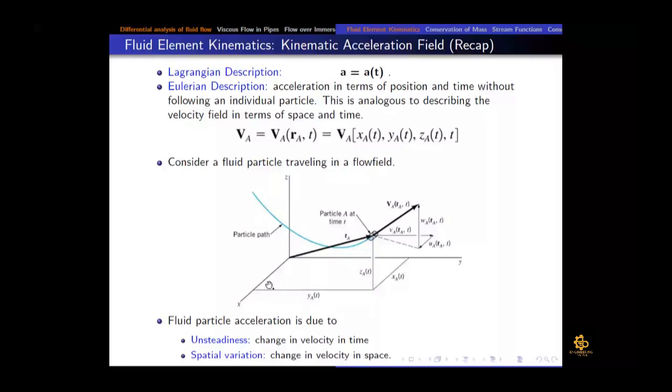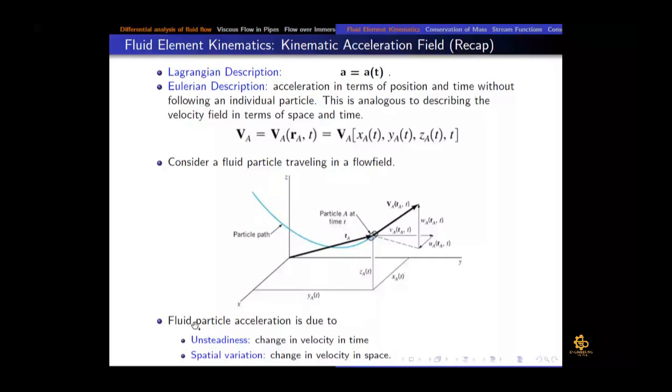The unsteadiness is, at one point, if the particles are moving through that point, how the velocity and other properties are changing at that particular point. So that is the unsteadiness. And the second, spatial variation, means that once a particle A moves from one location to another location, how its velocity varies. If its velocity changes, then there would be acceleration. So that acceleration would be due to spatial variation. And if the acceleration is due to change in time, that is due to unsteadiness, right?